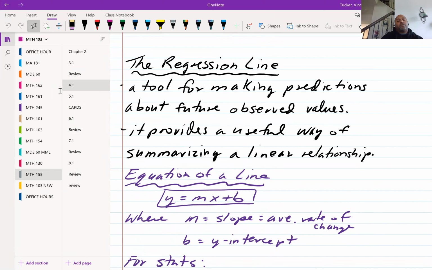That takes us into the equation of a line, which is y equals mx plus b. Some of you may remember from algebra the slope-intercept form, y equals mx plus b, where m is your slope, in other words called the average rate of change, and b is your y-intercept. Calling it the y-intercept pertains more to graphing, where the graph intercepts the y-axis.